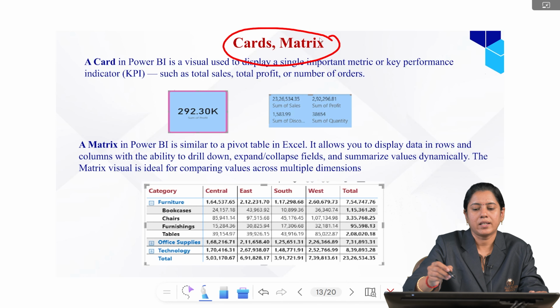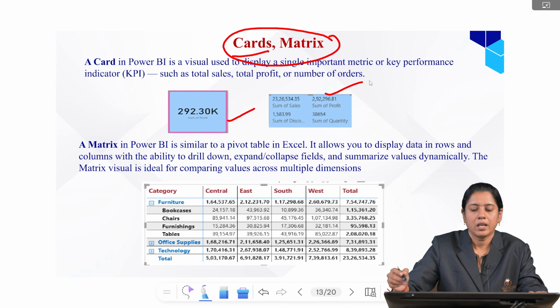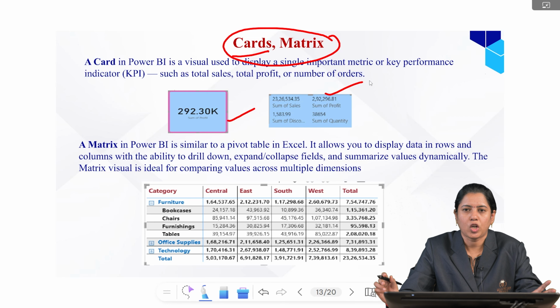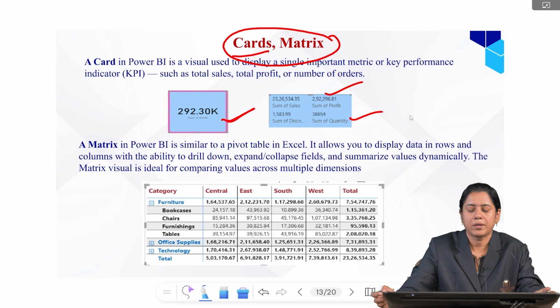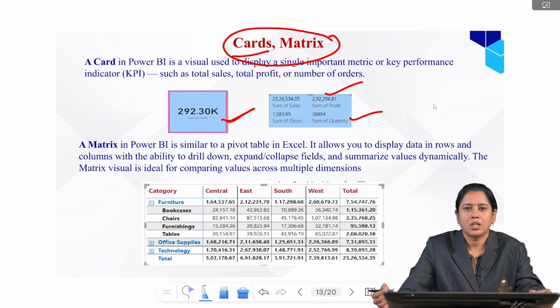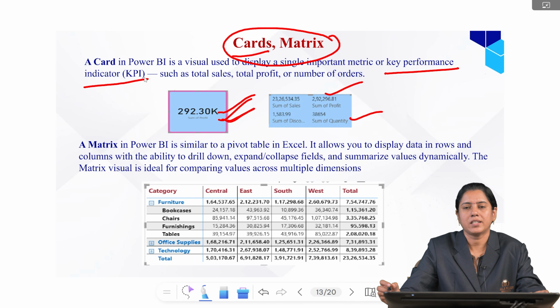So the next charts are cards and matrices. Cards are visual elements that we generally place at the top of any dashboard. They give us an overall summary of the data. For example, if you want to display the total sales, total profits, maximum sales present in the data, minimum sales, maximum profit, or minimum profit. So to display the overall aggregated values, we use cards. Cards give us the KPIs, key performance indicators, which means the total overall values.